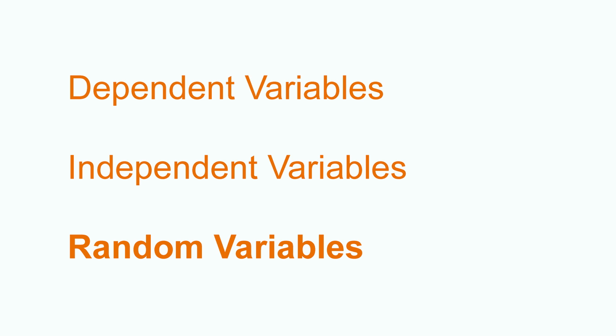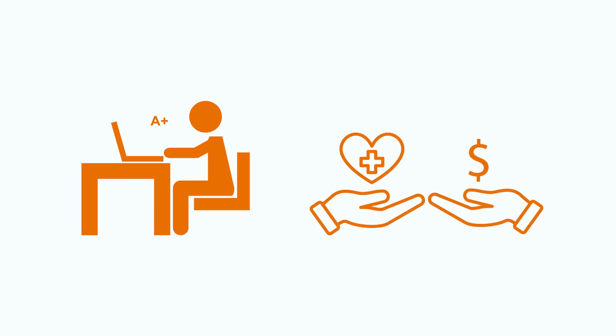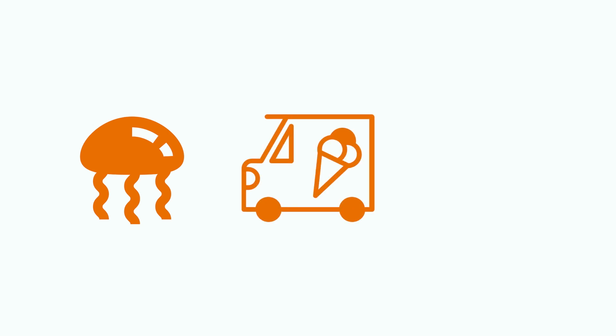Oftentimes, we want to know if there is a relationship or correlation between two variables. Perhaps we want to know if the number of hours students study for a test is correlated with better scores. Maybe we want to see if income is correlated with health in a specific area. Now, it's very possible that two variables might be correlated, but it doesn't necessarily mean that one variable is the cause of the other variable. Over the course of a year, we might notice a positive correlation between the number of people stung by jellyfish and the total sales of an ice cream truck.